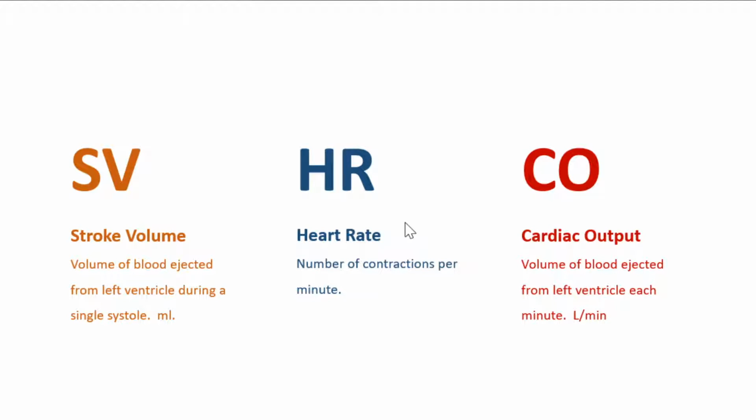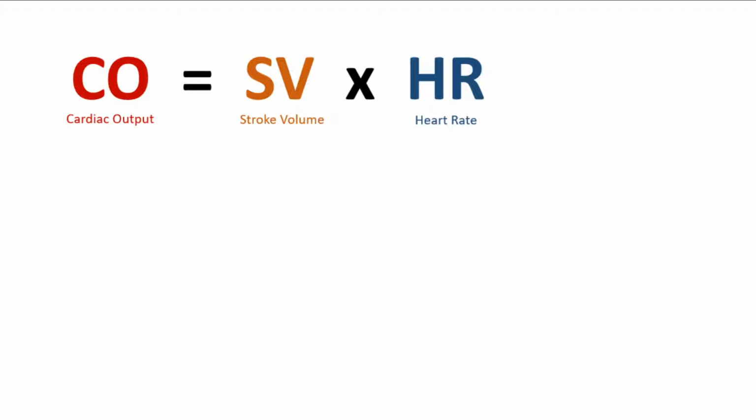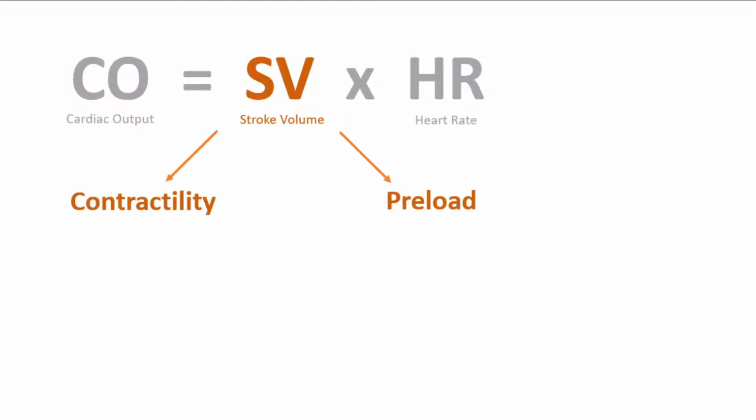So here are three terms that you may already be familiar with: stroke volume, the volume of blood that's ejected from the left ventricle during a single systole; heart rate, which is the number of contractions per minute; and cardiac output, which is the total amount of blood that's ejected from the left ventricle during a minute. The relationship between those things is fairly straightforward. Cardiac output equals stroke volume times the heart rate. That makes sense. We're going to look at these in a bit more detail now.